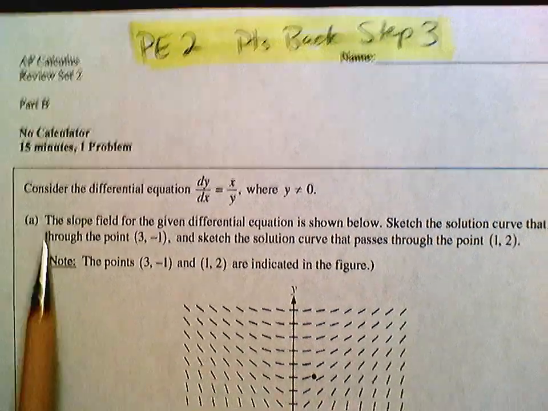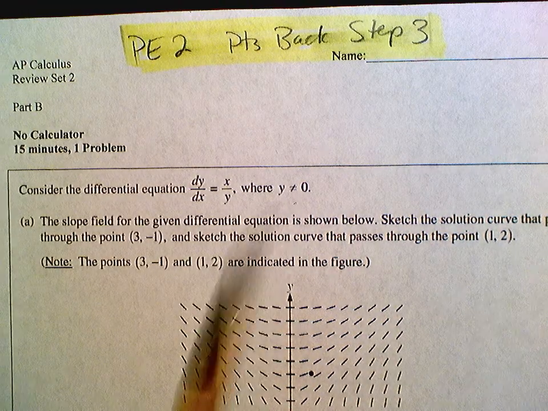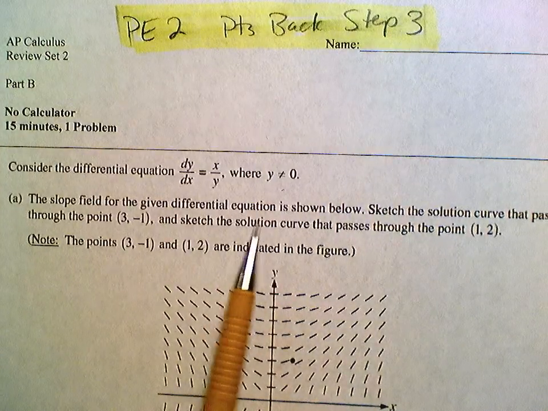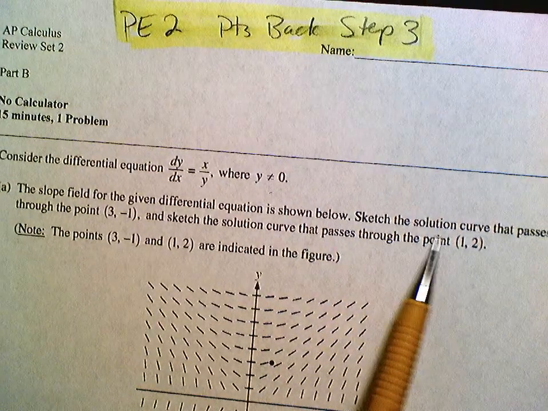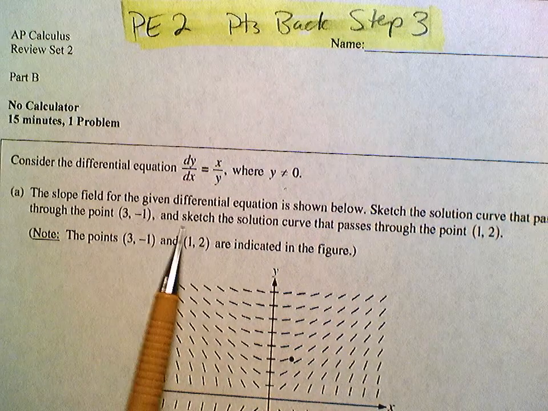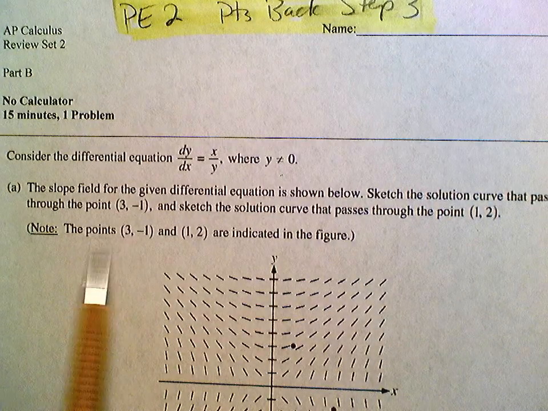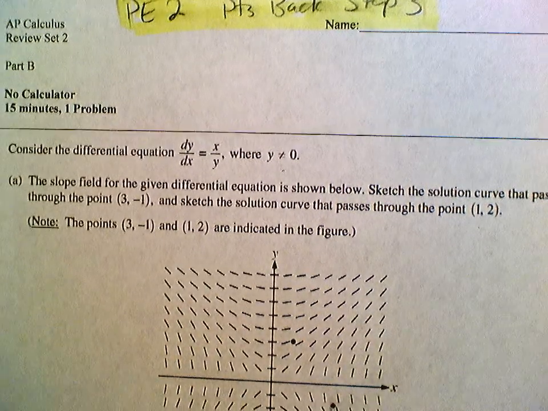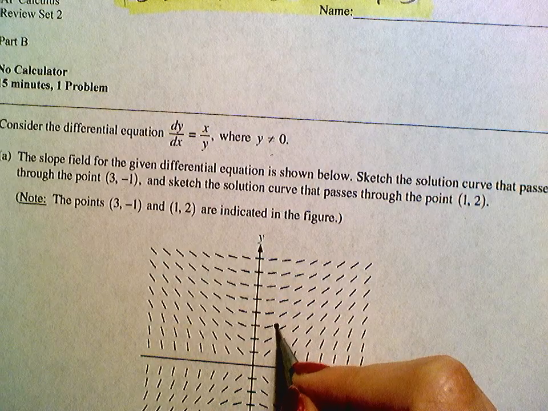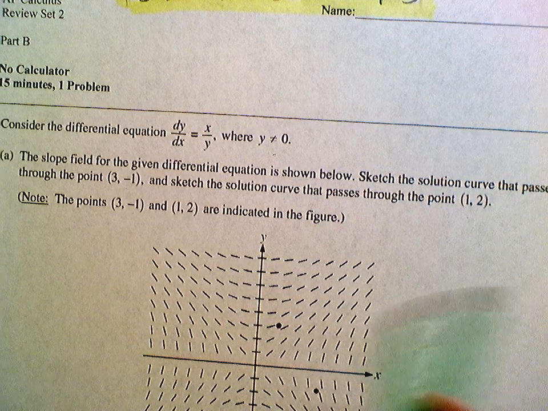Okay, so consider the differential equation here, where y is not equal to 0 because otherwise it'd be undefined. The slope field for the given differential equation is shown below. Sketch the solution curve that passes through the point 3, negative 1, and sketch the solution curve that passes through the point 1, 2. Note, the points 3, negative 1 and 1, 2 are indicated in the figure. Okay, so what you want to do, and guys, you all got this. This is going to be worth 2 points.